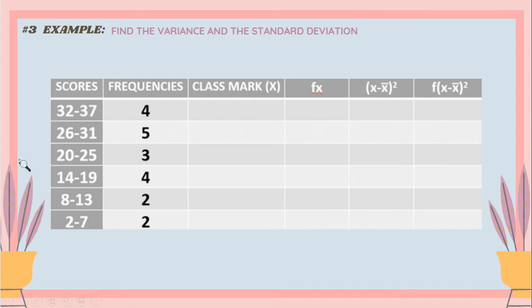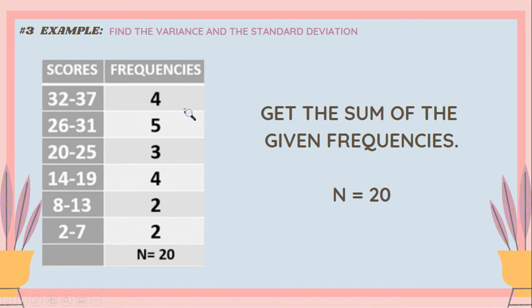And then we are still using the same data. So we are now going to find the variance and the standard deviation. So remember, these are four additional columns, which are the class mark, fx, x minus mean squared, and the f times x minus mean squared. So you need to get the sum of the given frequencies. 4 plus 5 plus 3 plus 4 plus 2 plus 2 is equal to 20. So that will be our summation of f.